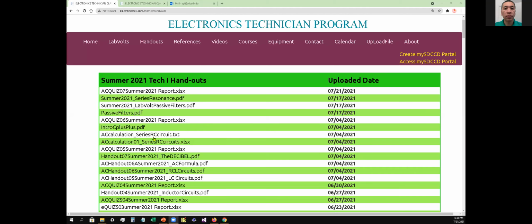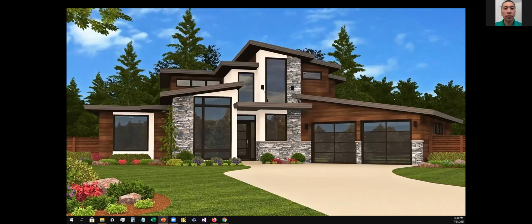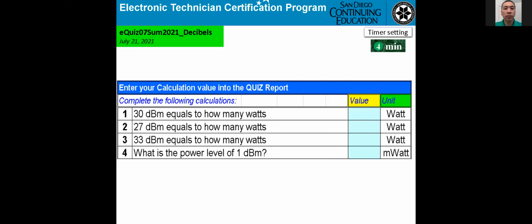Okay, so just make sure you go to the website, go to the handout, and download the AC Quiz 07 Summer 2021 report, and that's where you're going to put all the answers for this quiz. Okay, so I'm going to minimize this one out of the way. I'm going to run the test. Okay, so here we go. Okay, can you all see that? Yes. Okay, very good.